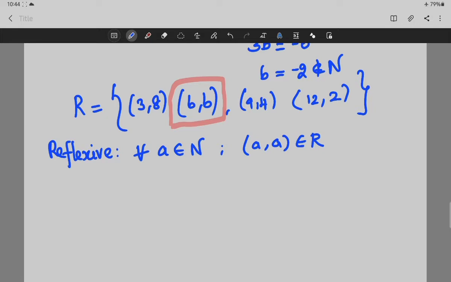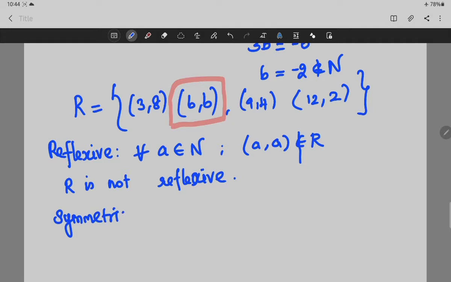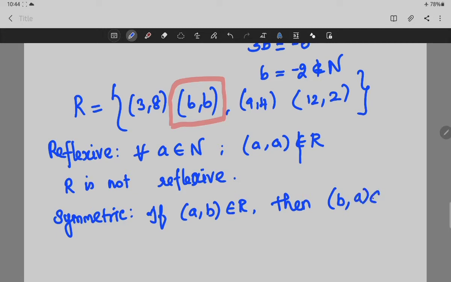These are not in R. So therefore R is not reflexive. We can write, for all A belongs to N, (A, A) does not belong to R. So therefore R is not reflexive. The next one we are moving to is symmetric. Symmetric means, if (A, B) belongs to R, then (B, A) belongs to R. So this condition has to be satisfied in the relation.